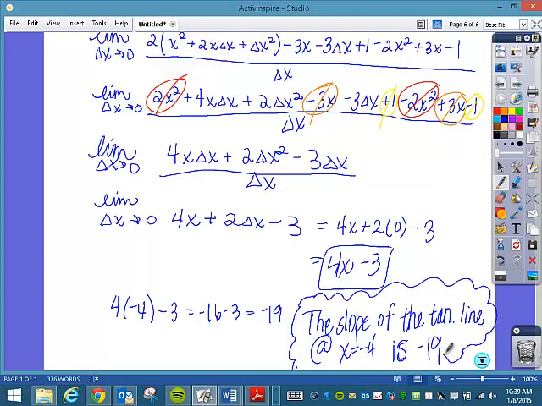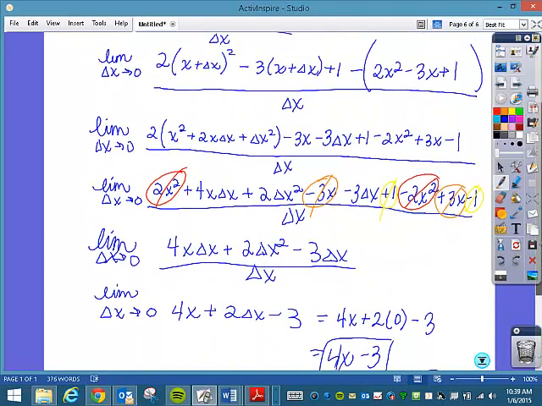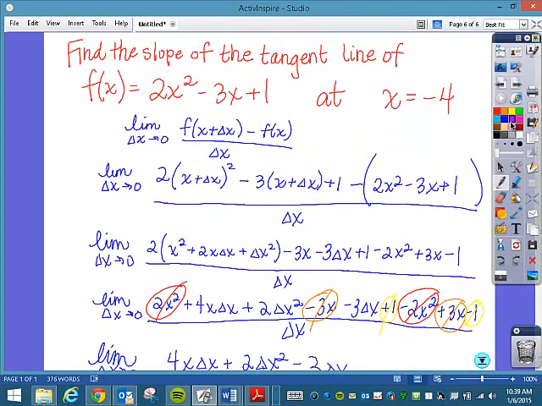So basically, if you were going to envision this parabola, I mean, it's going to look something like this. So at -4 it would probably be over here, and the slope would be negative. The slope of that tangent line would be negative.